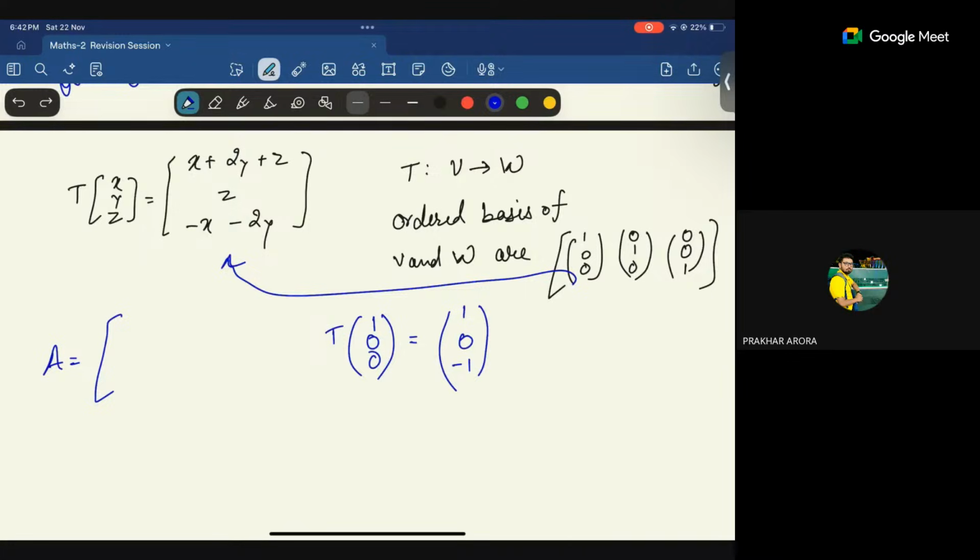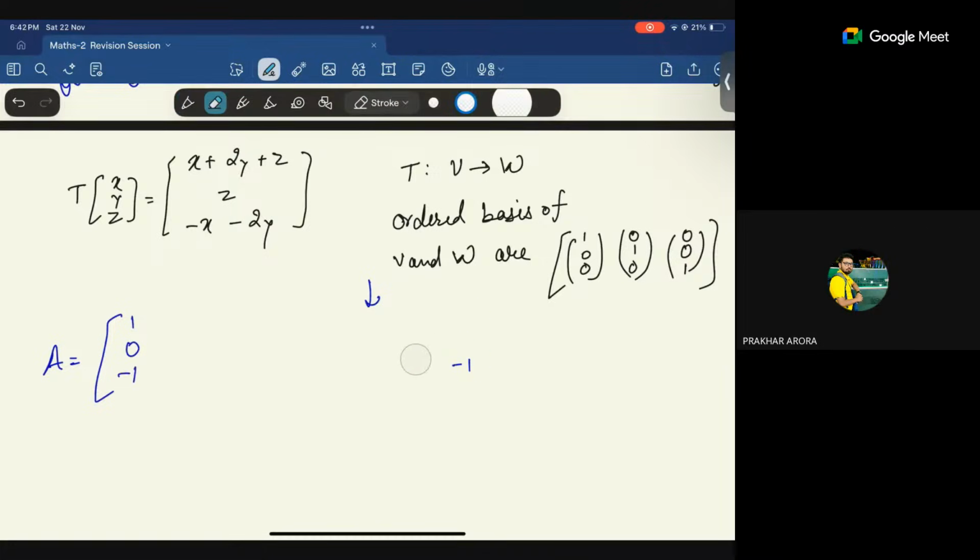100 is the first column. Yes, yes, this is the first ordered basis. Correct, so you were talking about this; I thought you were talking about that. So this is 1 0 minus 1, and this will come as the first column here.